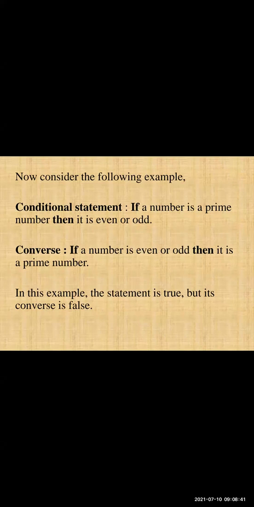Now, is this statement true for all the examples? No. This converse is not true for all the examples, because if we take any number, it is not necessarily a prime number. Suppose I take the number 10. 10 is an even number, but 10 is not a prime number. So here the converse is not true, because what is written in the converse is: if a number is even or odd, then it is a prime number. Is it necessary for all the examples?